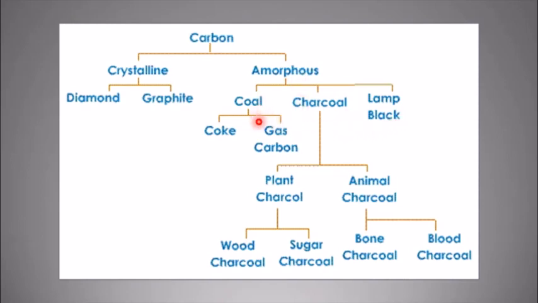Now again we have different examples of coal. Then charcoal can also be of two types, like plant charcoal and animal charcoal. Plant charcoal can also be of two types, wood charcoal and sugar charcoal. Animal charcoal also can be of two types, bone charcoal and blood charcoal. But we don't have to go in depth about these things. We will be only studying the examples of the crystalline and the amorphous forms.